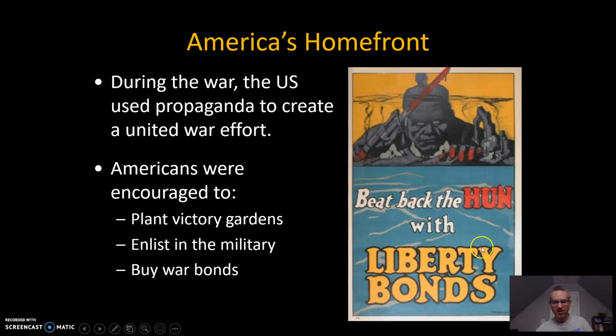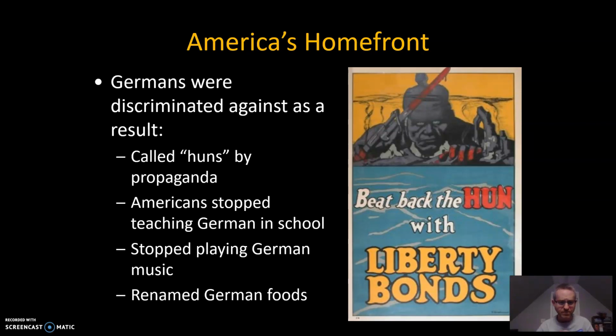Okay, you see posters like the one over here, "Beat back the Hun," ancestors of the Germans who are considered to be brutal, and you see his hands and his bayonet are bloody. You've got to beat him back with Liberty Bonds. Americans, plant victory gardens. We may have a food shortage because so much food is going to be sent over to our allies. So plant gardens. That'll make it much easier for the government to know where resources can be allocated. Enlist in the military if you're young enough and can go fight. Buy war bonds if you can't go fight, so we can provide for our military.